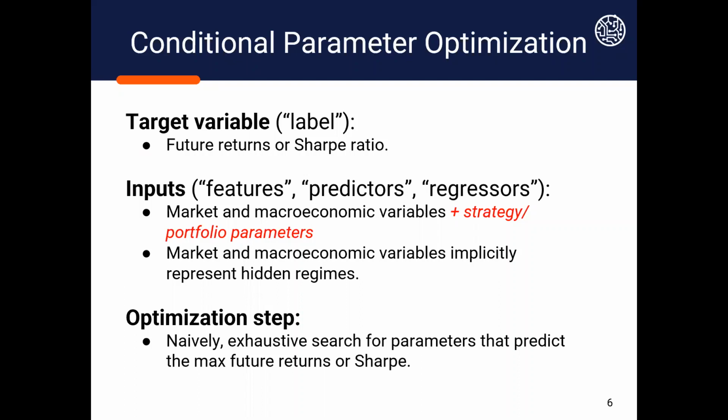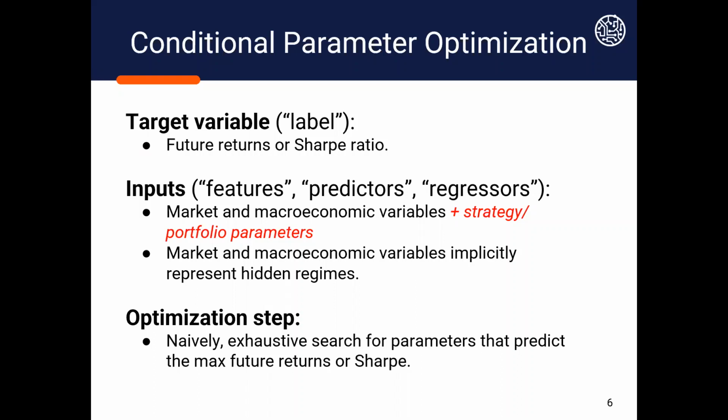Where are the hidden variables? Well, since they're hidden, we don't have to explicitly identify them. In fact, they are represented by these features, these market and macroeconomic features. They are representing the hidden variables. Very good. Where is the optimization?